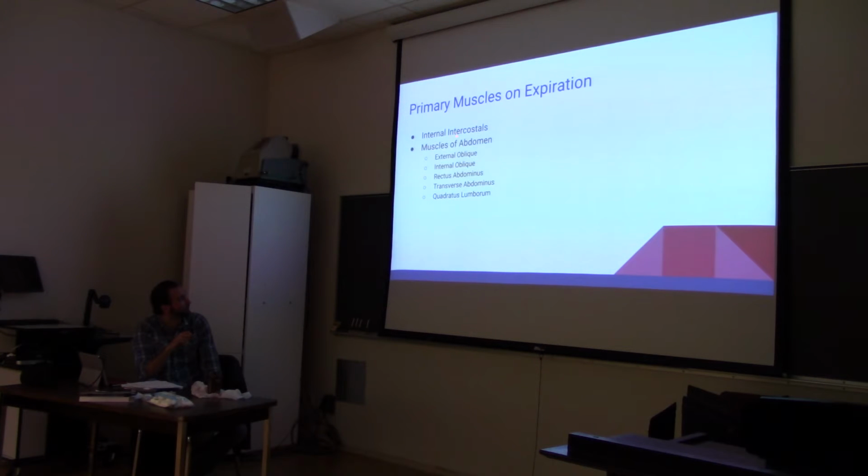All right, so we get internal intercostals, those are the inside ones of the ribs. We talked about those. Muscles of the abdomen: we get external obliques, internal obliques, rectus abdominis, transverse abdominis, and quadratus lumborum. We will stop when we get through this stuff today, so if we get done early, okay.